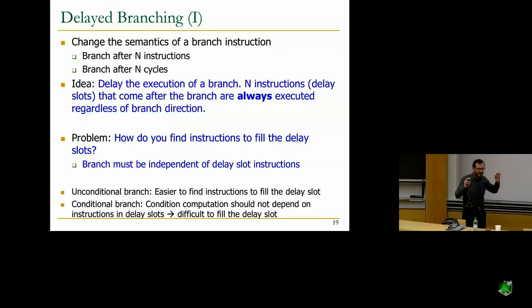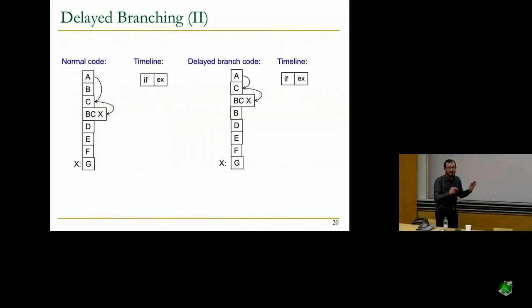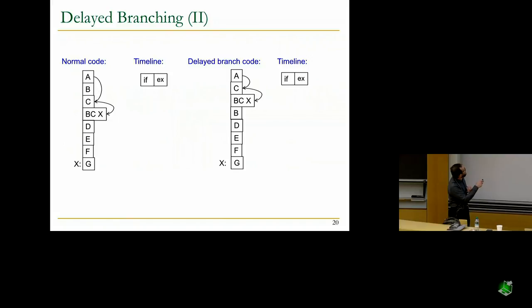Let's take a look at first an example of this. Let's assume we have a simple two-stage pipeline, fetch and execute, and we have this normal code. These are instructions, instruction A, B, C. C is dependent on A, and branch is dependent on C.